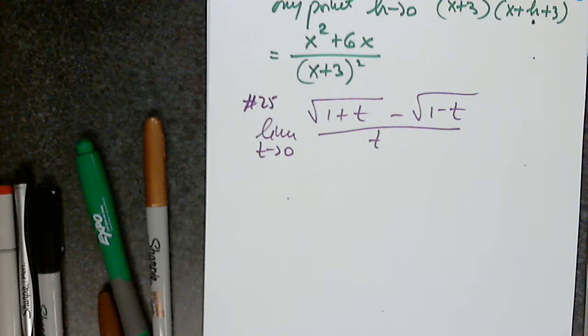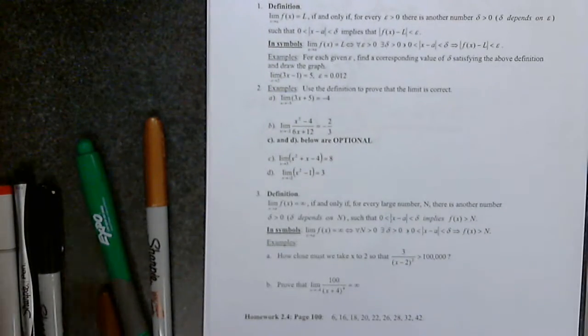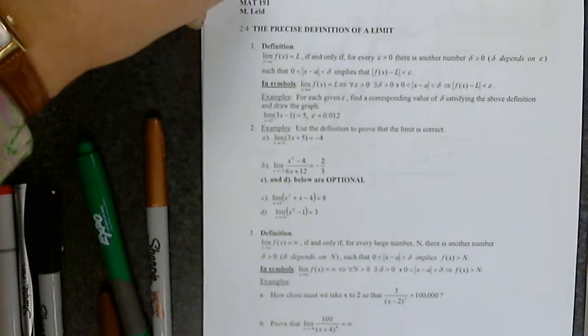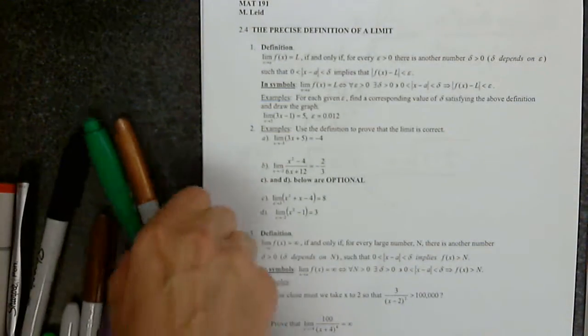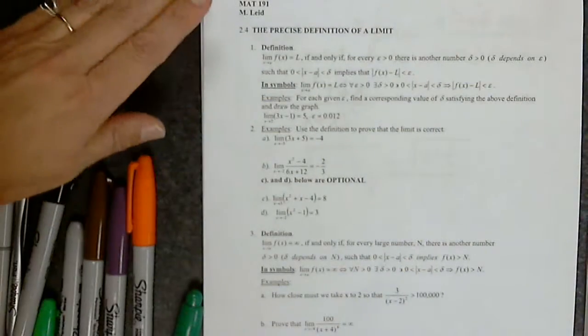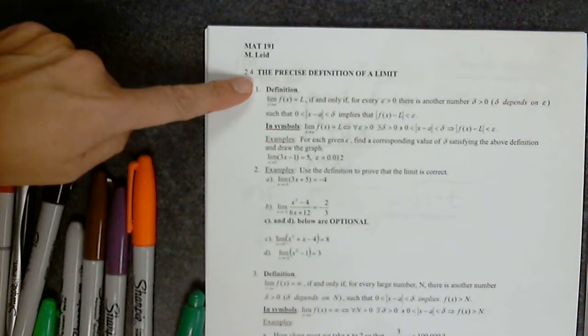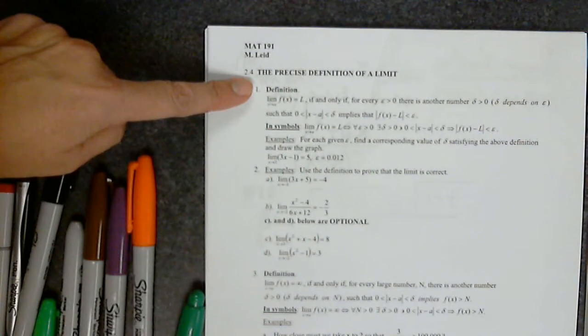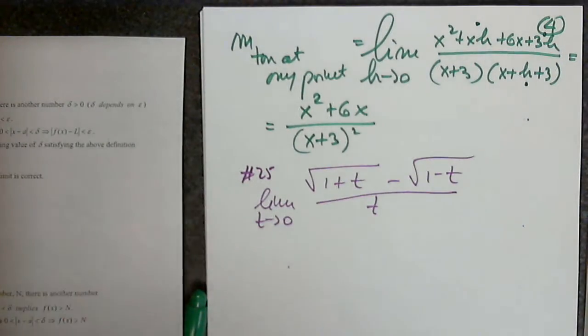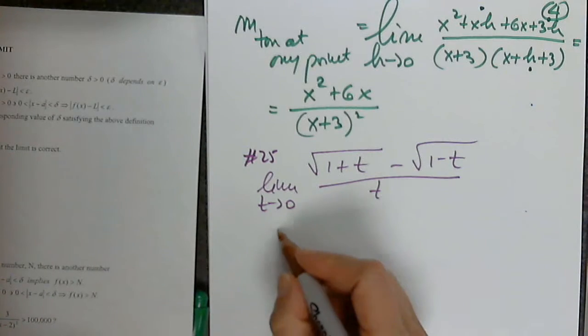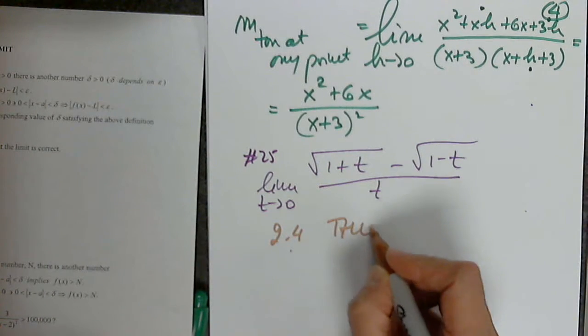Okay, so let's move on. We are talking about 2.4. I gave you a handout last time. We're going to talk about the precise definition of a limit. That's section 2.4. What does this mean, really?